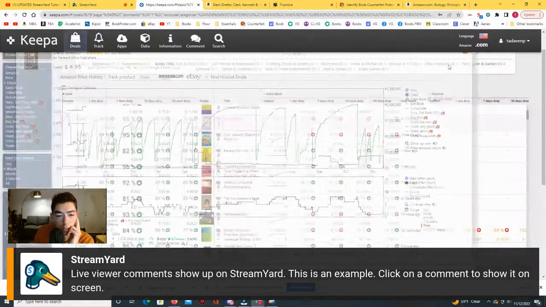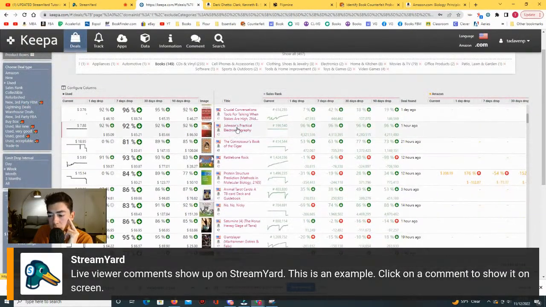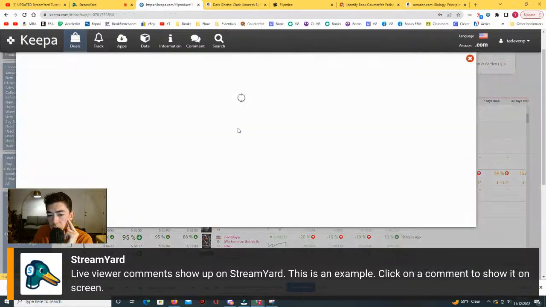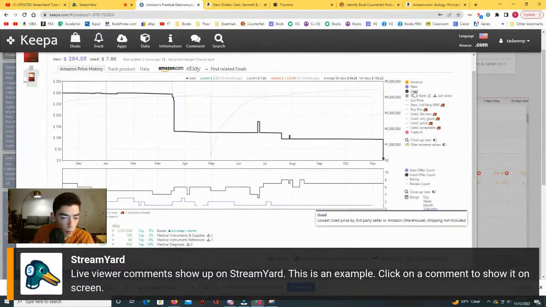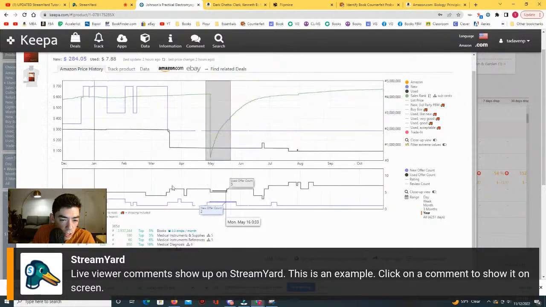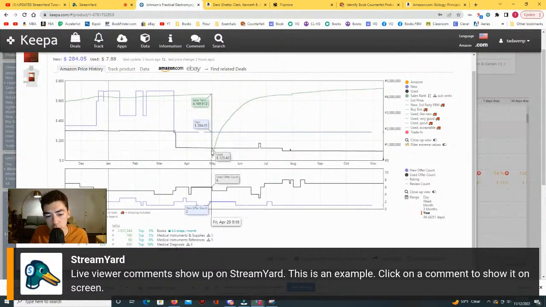Let me see if I can find an example of what I mean by that. Okay, so here's an example of a book that has the blue line, the third party new, and also the used price. And we see the sales rank drop here at 125. So the question is, did the book sell for 123 used or did it sell for 284? And the answer to that question is, we don't know because Keepa doesn't track that data, but we can make an educated guess.